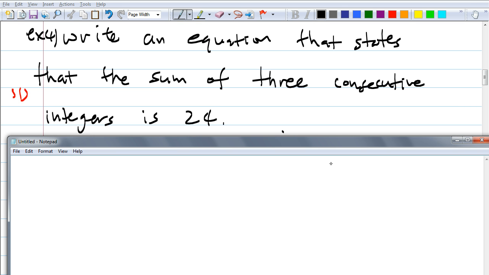So here's example 4. Now we're ready to do some actual word problems. This one is not quite, because they don't ask you to solve yet, but that's okay. It says, write an equation that states that the sum of 3 consecutive integers is 24. So write that down. As you write it down, think about how many unknowns we have and how we're going to declare our variable and so forth. I'll wait. Go ahead and write it down.